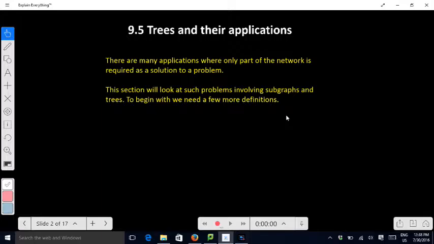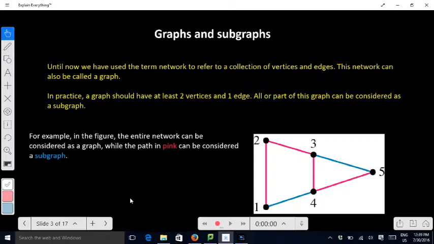So there are many applications where only a part of a network is required as a solution to a problem. This section looks at many different problems involving subgraphs and trees, and so we're leading on to more definitions to add to your glossary. So the first one is graphs and subgraphs.